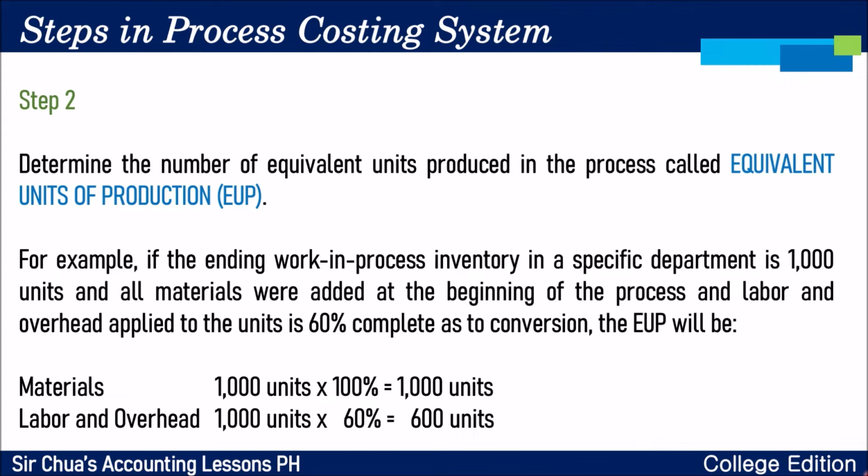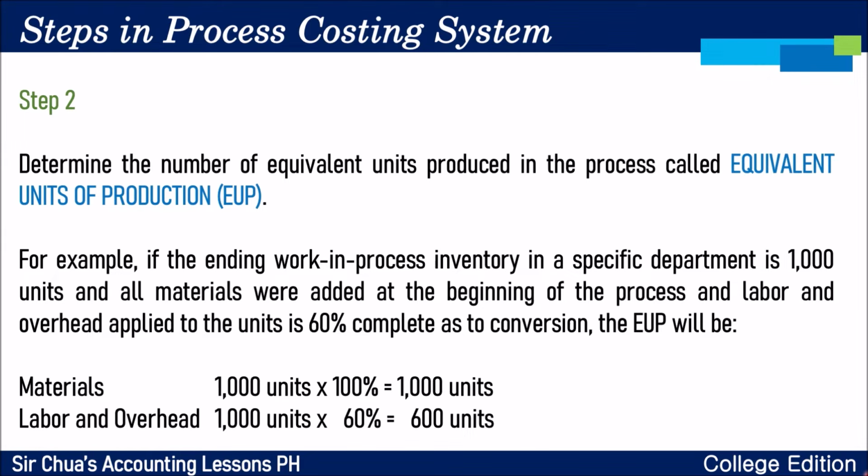Ang sabi, the materials were already added at the beginning of the production process, but the conversion cost, which is labor and overhead, is only 60% complete. So what is the equivalent units of production? As for materials, since it's already added at the beginning of the process, 1,000 units times 100%, 1,000 units is being represented as equivalent units of production for your materials. However, because those 1,000 units is only 60% complete as to your conversion cost, labor and overhead is only 600 units as to the equivalent units of production.